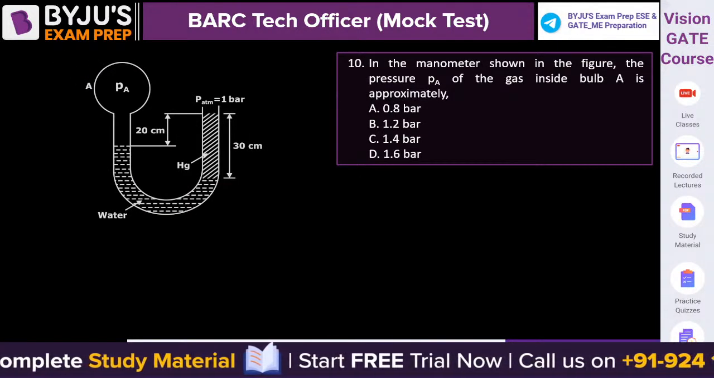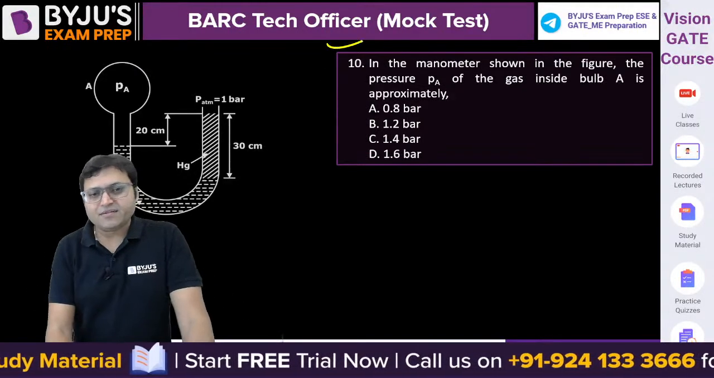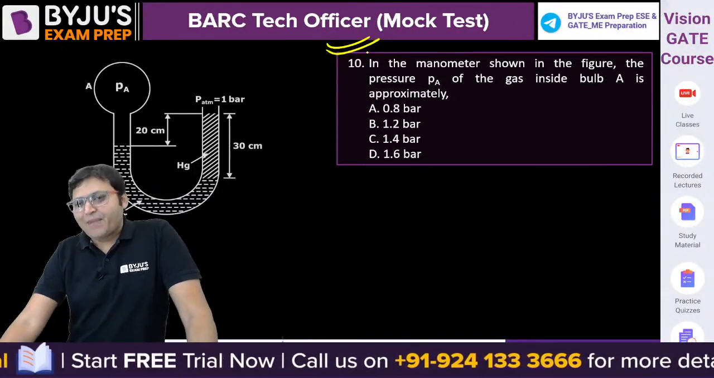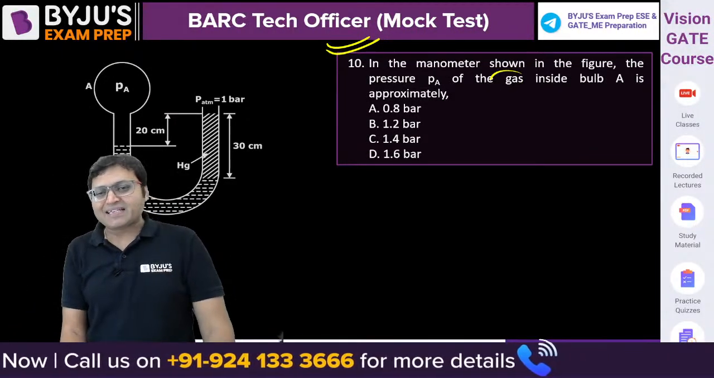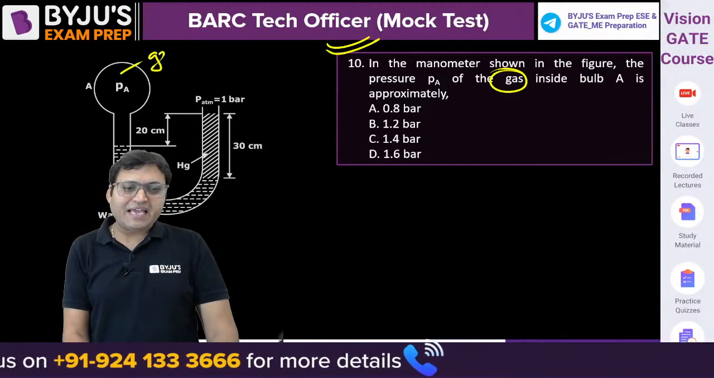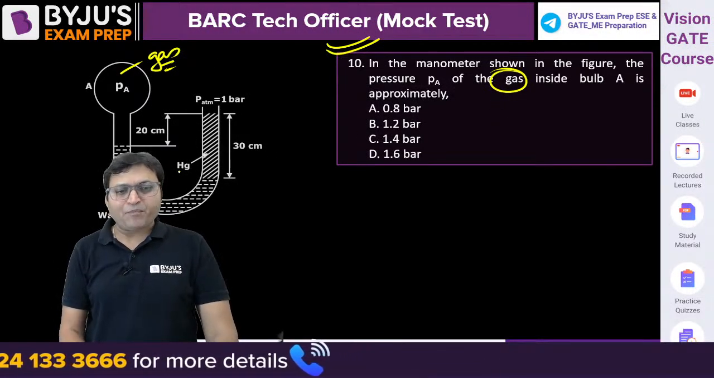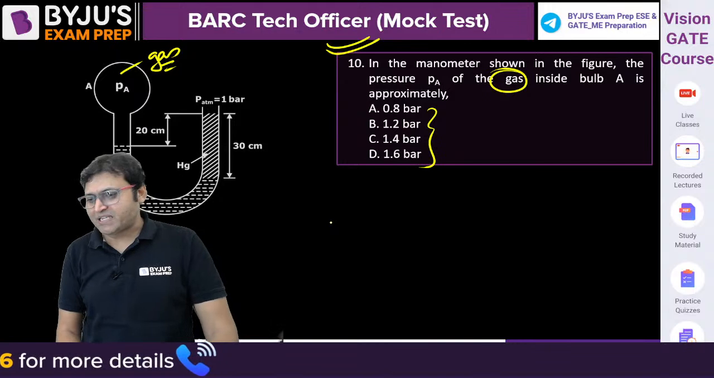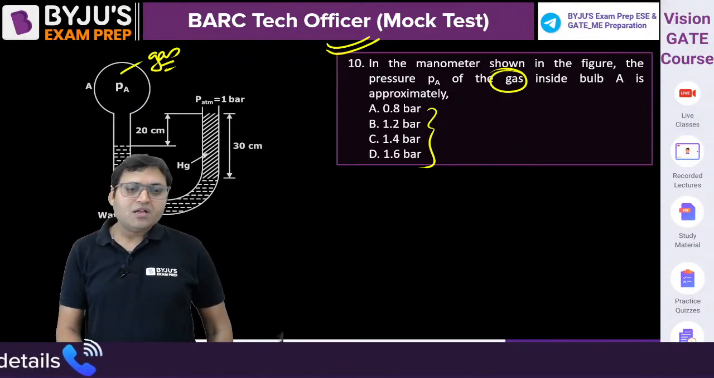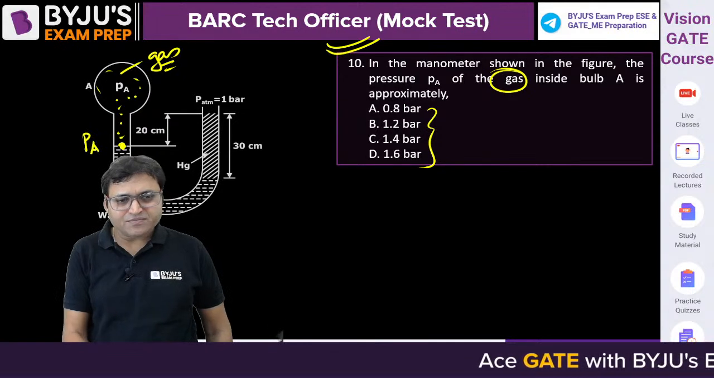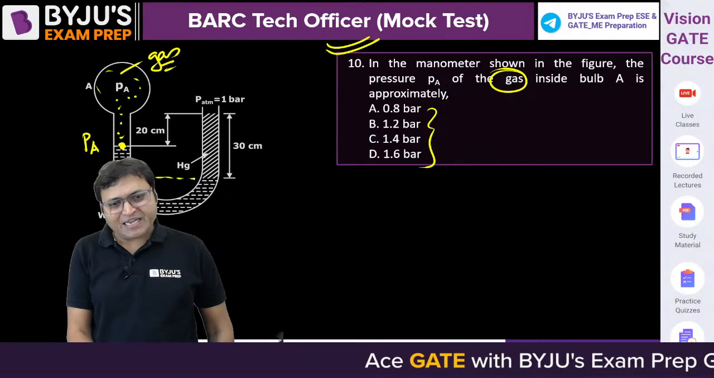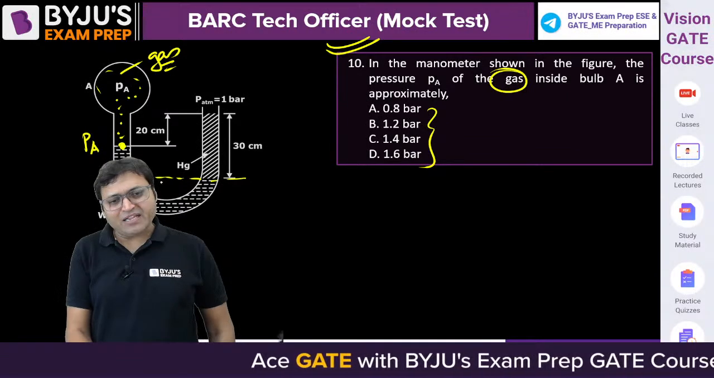This is simple. Question number 10. In the manometer shown in the figure, the pressure PA of the gas in the bulb is approximately, in terms of bar. Options are in terms of bar. Because there is a gas in the bulb, this height becomes negligible. So we can say here the pressure is assumed to be PA. And this is the datum line. This is the line where the pressure will be same.